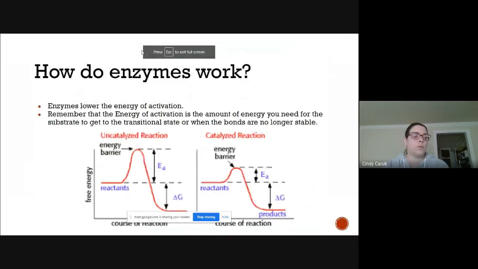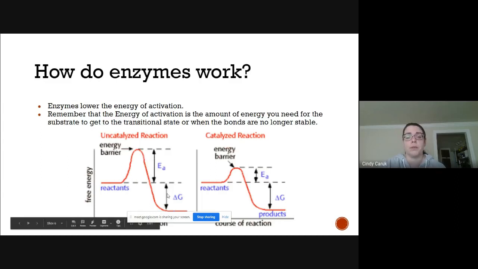How do enzymes work? Well, they're going to lower the energy of activation. So if you remember, this here is an exergonic reaction. It's releasing energy. So we see that there's more energy in the reactants than the products, right? And so our delta G, or Gibbs free energy, the energy available to do work, is negative delta G. That doesn't change whether an enzyme is present or not.